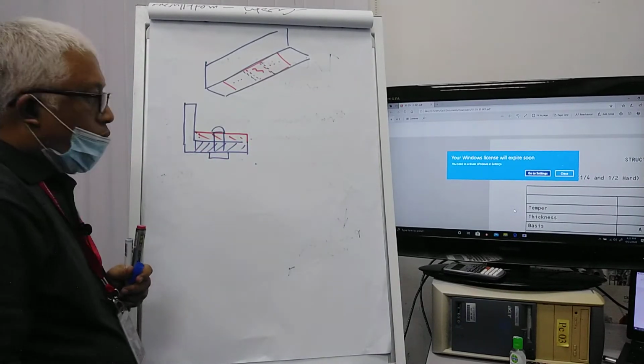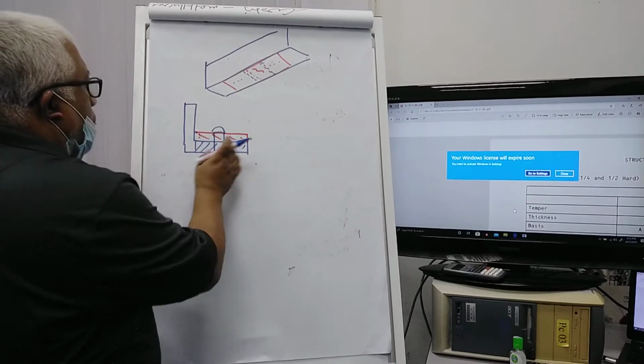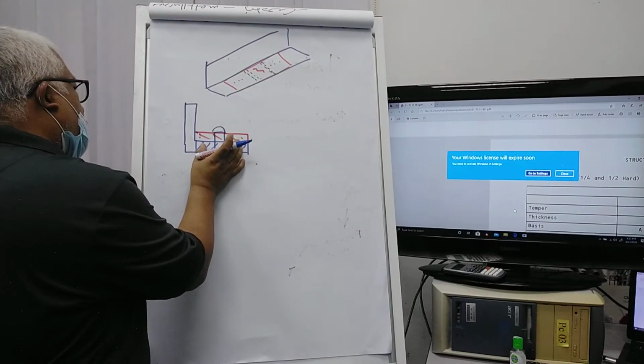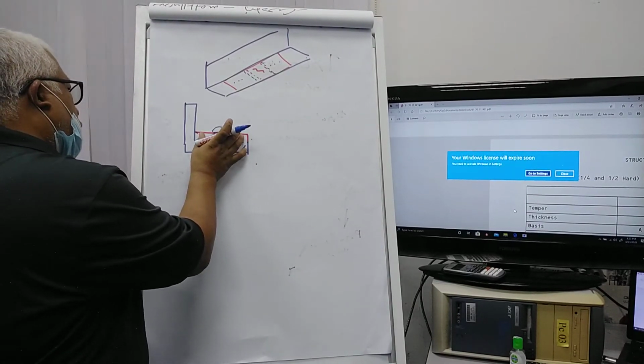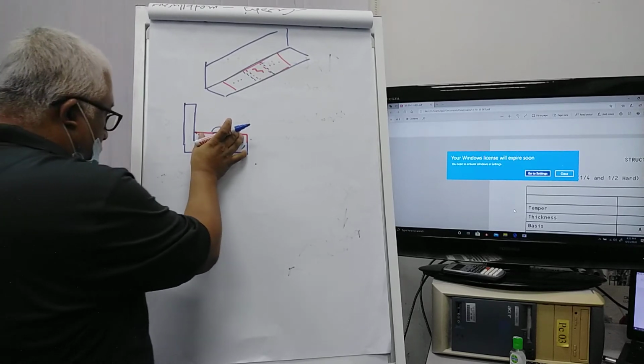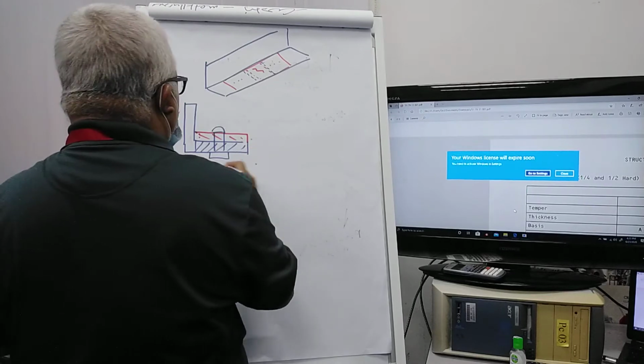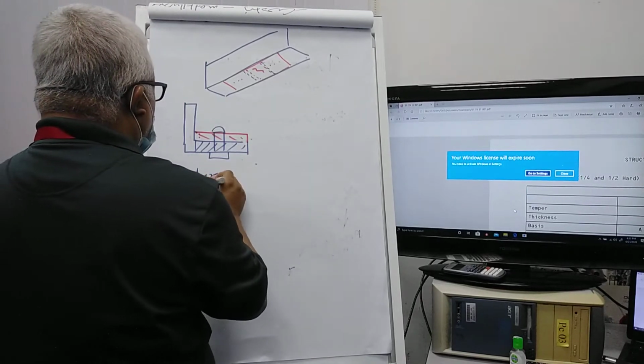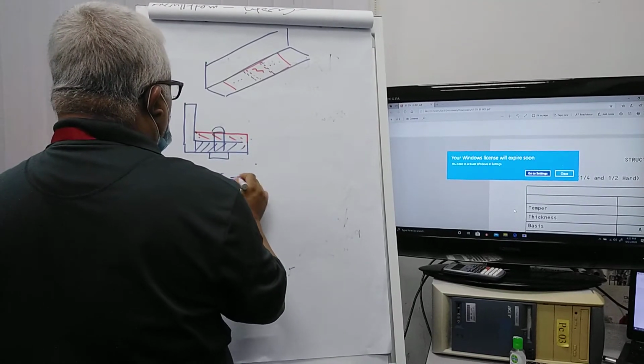So what we need to do is determine how much is lost, and when you put in the doubler, whether the doubler will be able to carry the load. So what is lost here? Okay, the loss area load.